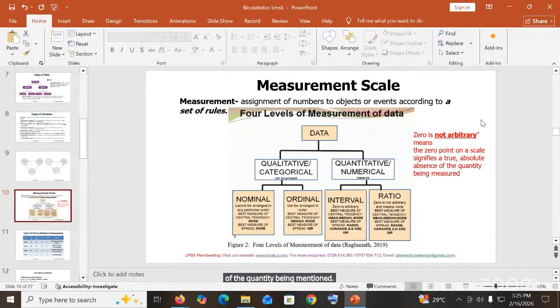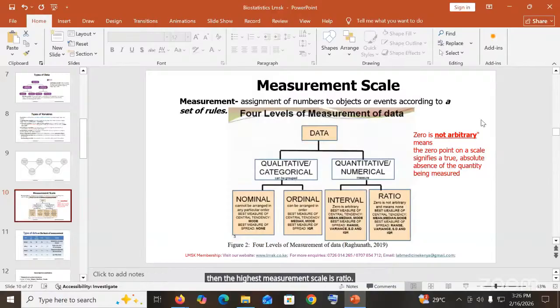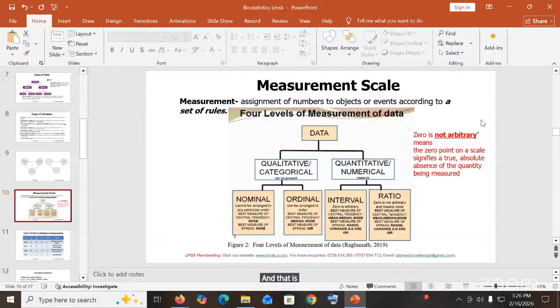This is the second highest level of measurement. The lowest measurement scale is nominal, and the highest measurement scale is ratio. Ratio says 0 is not arbitrary, meaning that the 0 point on a scale signifies a true or absolute absence of something. For example, when you want to find out how much money you have, and you say I have 0 money, it means you completely have nothing. That is opposite to what we call the interval scale.